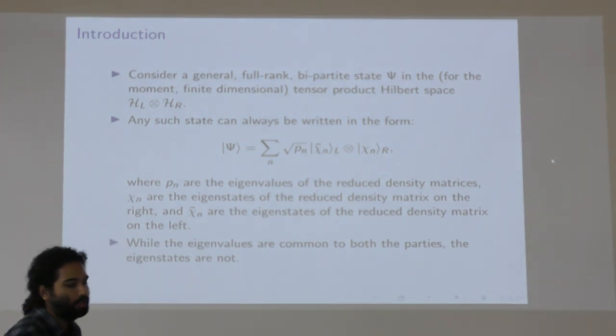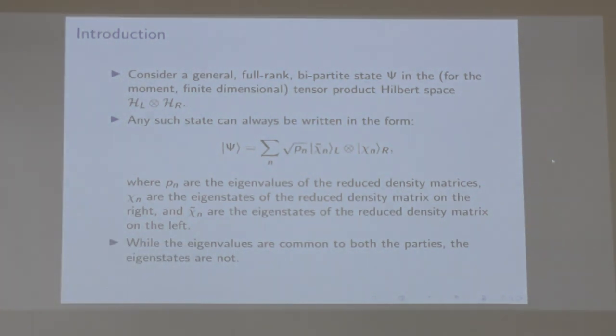To start with, let's consider a general full rank bipartite state psi in the tensor product of two Hilbert spaces, H_L times H_R. For the moment, we can consider these Hilbert spaces to be finite dimensional. That's the setting I'll try to work with for most of the talk, but we can talk about how to generalize to infinite dimensions later.